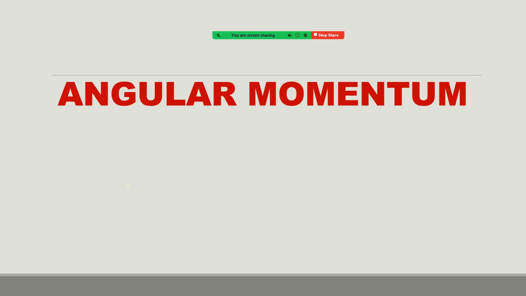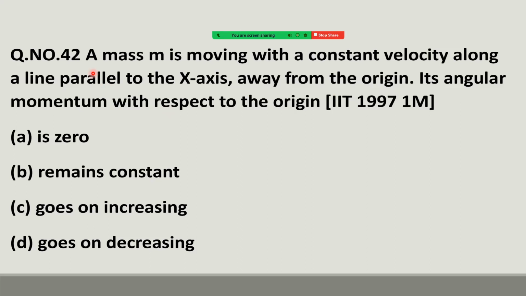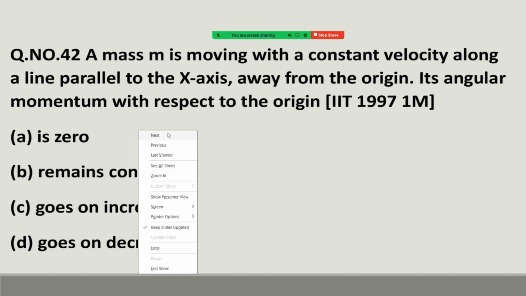See the first question. A mass m is moving with a constant velocity along a line parallel to the x-axis away from the origin. Its angular momentum with respect to the origin is. It was asked for 1 mark in 1997. The options given are: it is 0, remains a constant, goes on increasing, goes on decreasing. Let us see how to use this concept now.